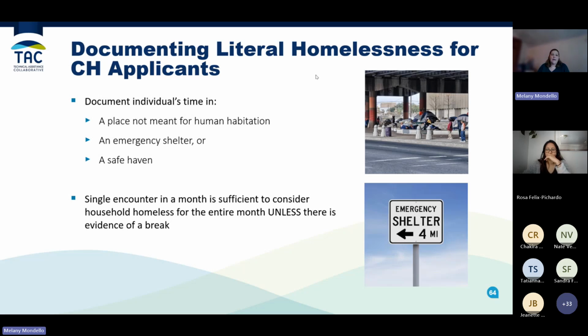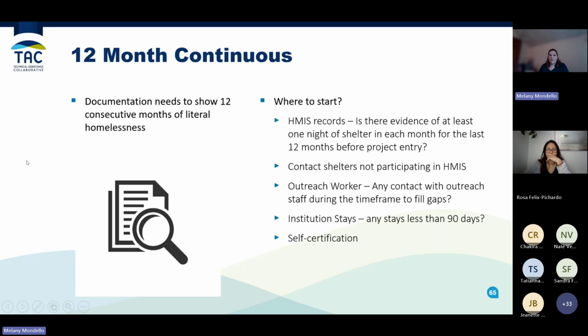evidence that the person had a break in their homelessness, people go from shelters to streets, there's a lot of different ways. People are just doing what they can. So a single encounter with a shelter in a month, as long as you don't have information to the contrary, will document that whole month as homeless.